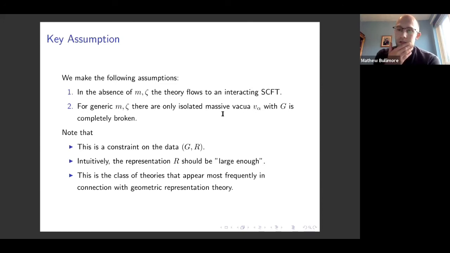And so let me just say, this is a constraint on the data, G and R. And so it's a constraint on the gauge group and the matter representation. Intuitively, the representation needs to be big enough in some sense that I'm not going to try to describe precisely. And it's this class of theories that are most simple to make a connection with representation theory. Okay, let's give an example.